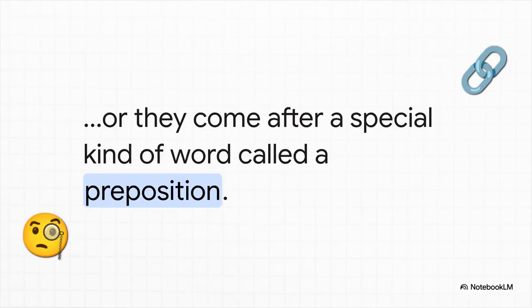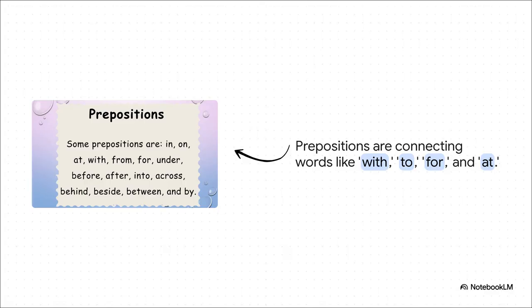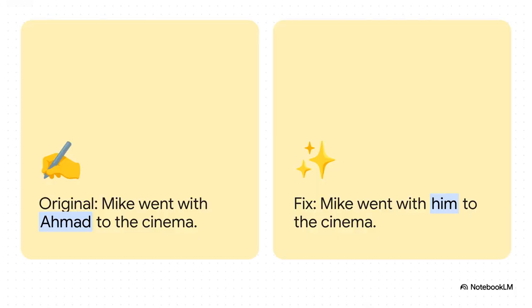But wait, there's one more major clue to look for. Object pronouns also love to hang out right after a special kind of word called a preposition. Now, don't let the word preposition scare you. They're just these little connecting words you use all the time. Words like with, to, for, from. They show relationships. If you see one of these, you're almost certainly going to need an object pronoun after it. Let's take a look. Mike went with Ahmad. There it is. With is our preposition. So the object here is Ahmad. We just swap his name for the object pronoun him. Mike went with him. So much cleaner.